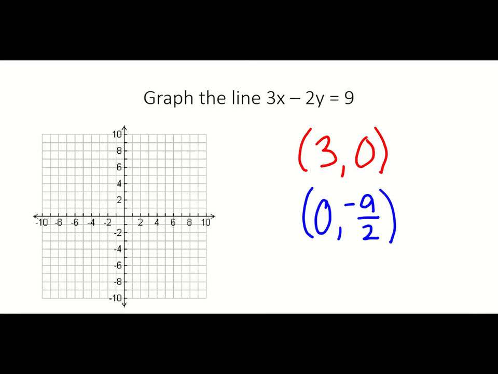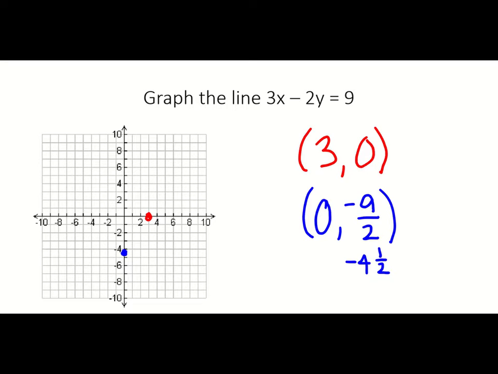So using our intercepts, we can create a graph of our line, 3x minus 2y equals 9. In the previous problem, we found there was an x-intercept at (3, 0). So on the x-axis, I'm going to plot a point at 3. And we also found that there is a y-intercept at (0, -9/2). So at negative 9 halves, which would be approximately negative 4 and a half, I'm going to plot my y-intercept.